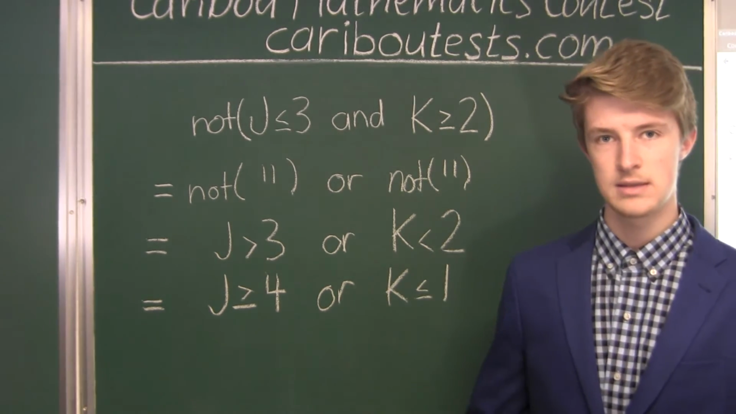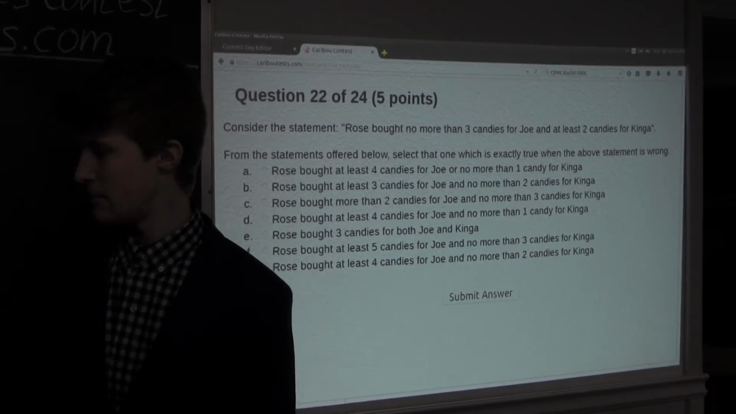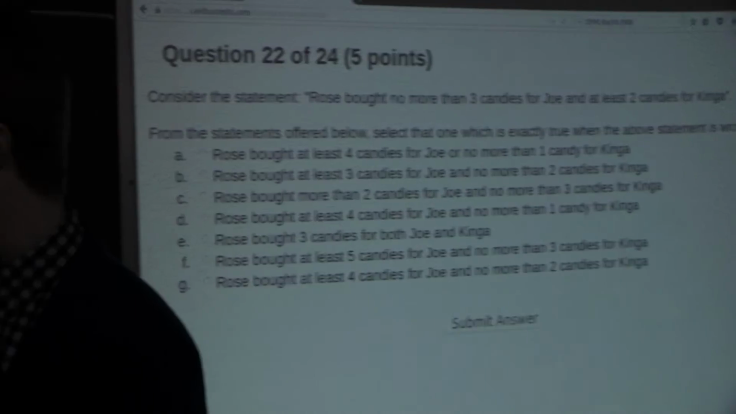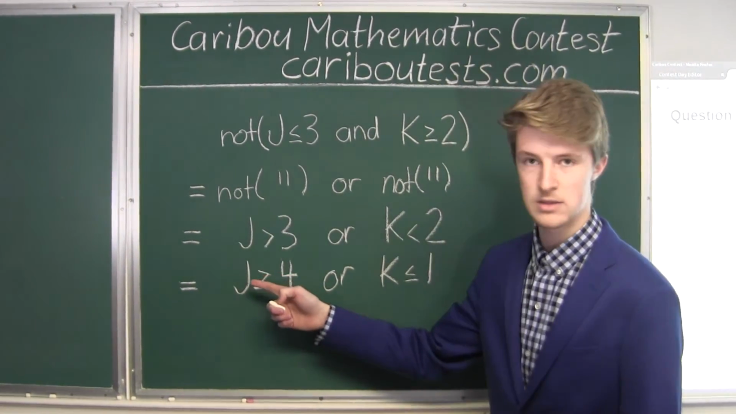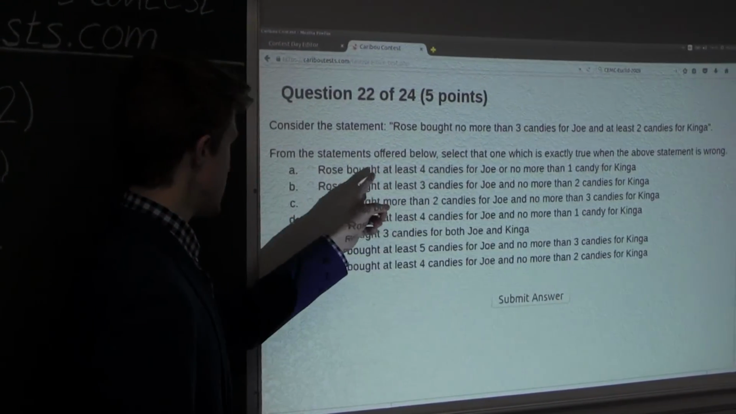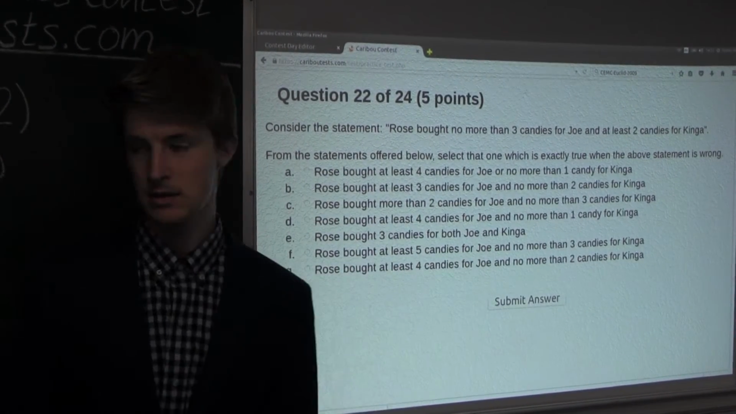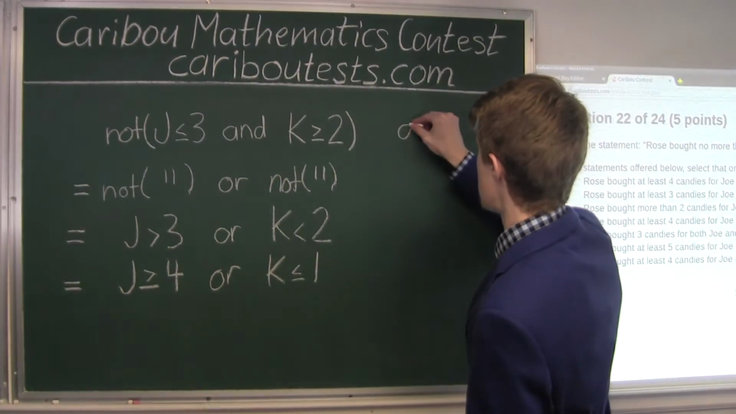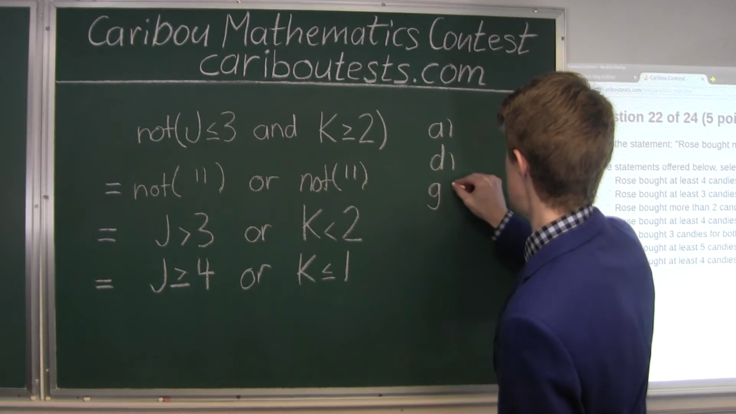Alright, now let's see which one of these options relates best to this statement. From our statement we have J greater than or equal to 4, which means that Rose buys at least 4 candies for Joe. So let's see where it says at least 4 candies for Joe. Here we can see that option A, option D, and option G have at least. So out of those 7 options, the only ones that would still work are A, D, and G.